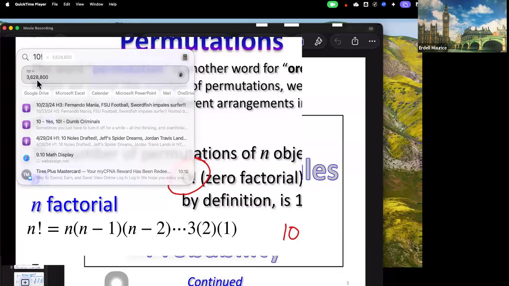You good? All right, everybody? All right, so that's our factorial.